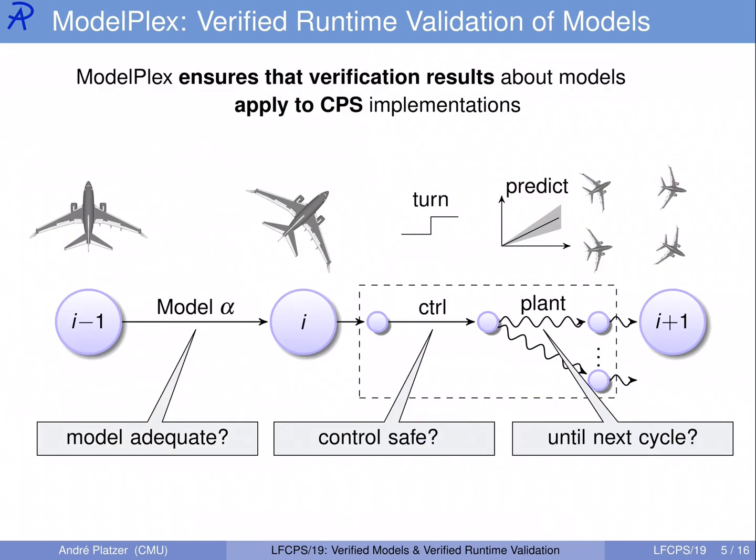So that's where ModelPlex comes in. It's a technique for verified runtime validation of models by ensuring that the verification results about models actually apply to the CPS implementation. For example, if you have a real system, think of an aircraft, and last time you looked, it was flying north, and the next time you measure, say, it's flying northeast. Now, you have such an observed change of the system, and the question is, my model had its state transition from the old state at i-1 to the new state i, and is the real observed change compatible with what the model predicted? In other words, is the model adequate for what reality did to us?